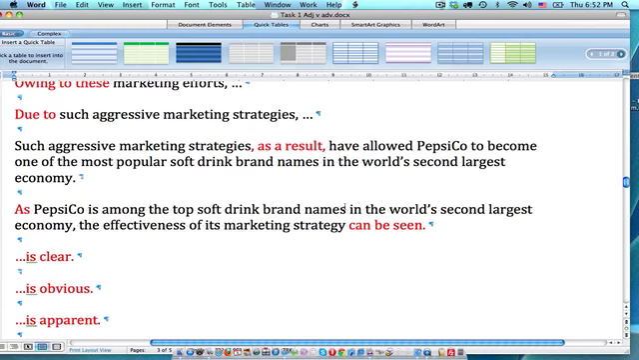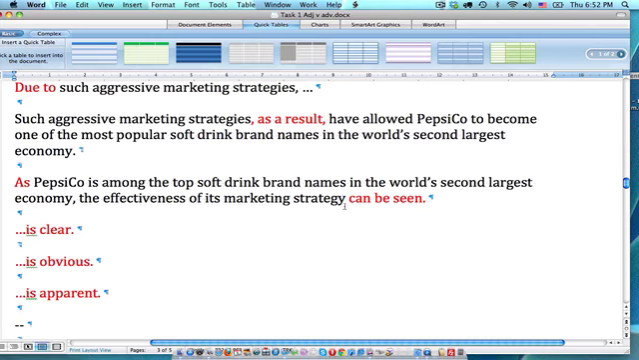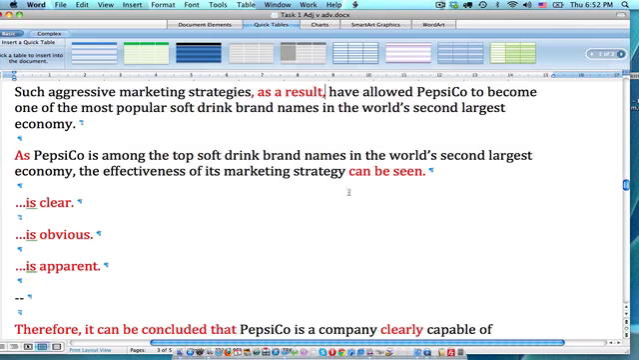As PepsiCo is among the top soft drink brand names in the world's second largest economy, comma, the effectiveness of its marketing strategy can be seen. Or we could say the effectiveness of its marketing strategy is clear, is obvious, is apparent. These would all be wonderful ways to very clearly show your reader the conclusion that you are drawing from your example.